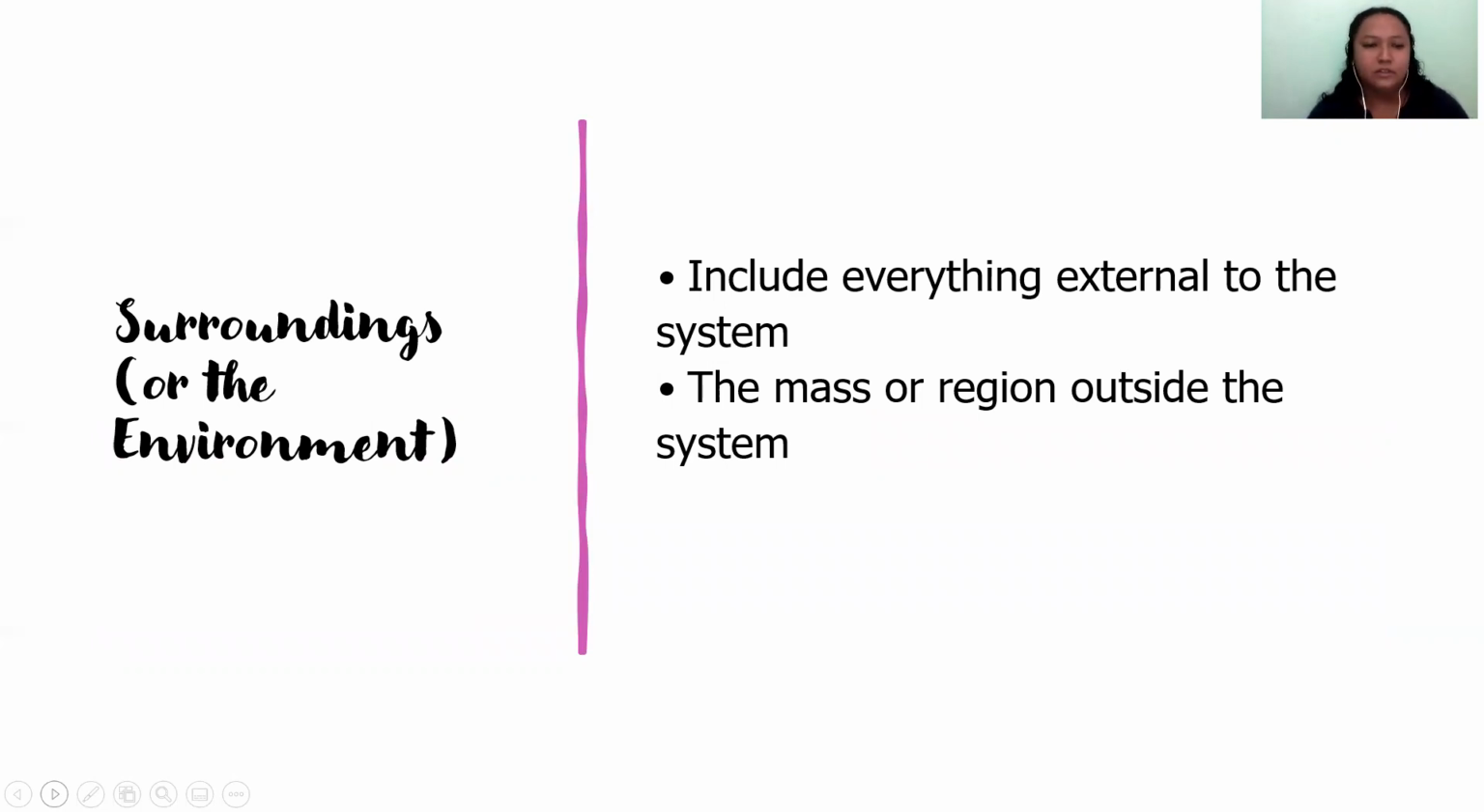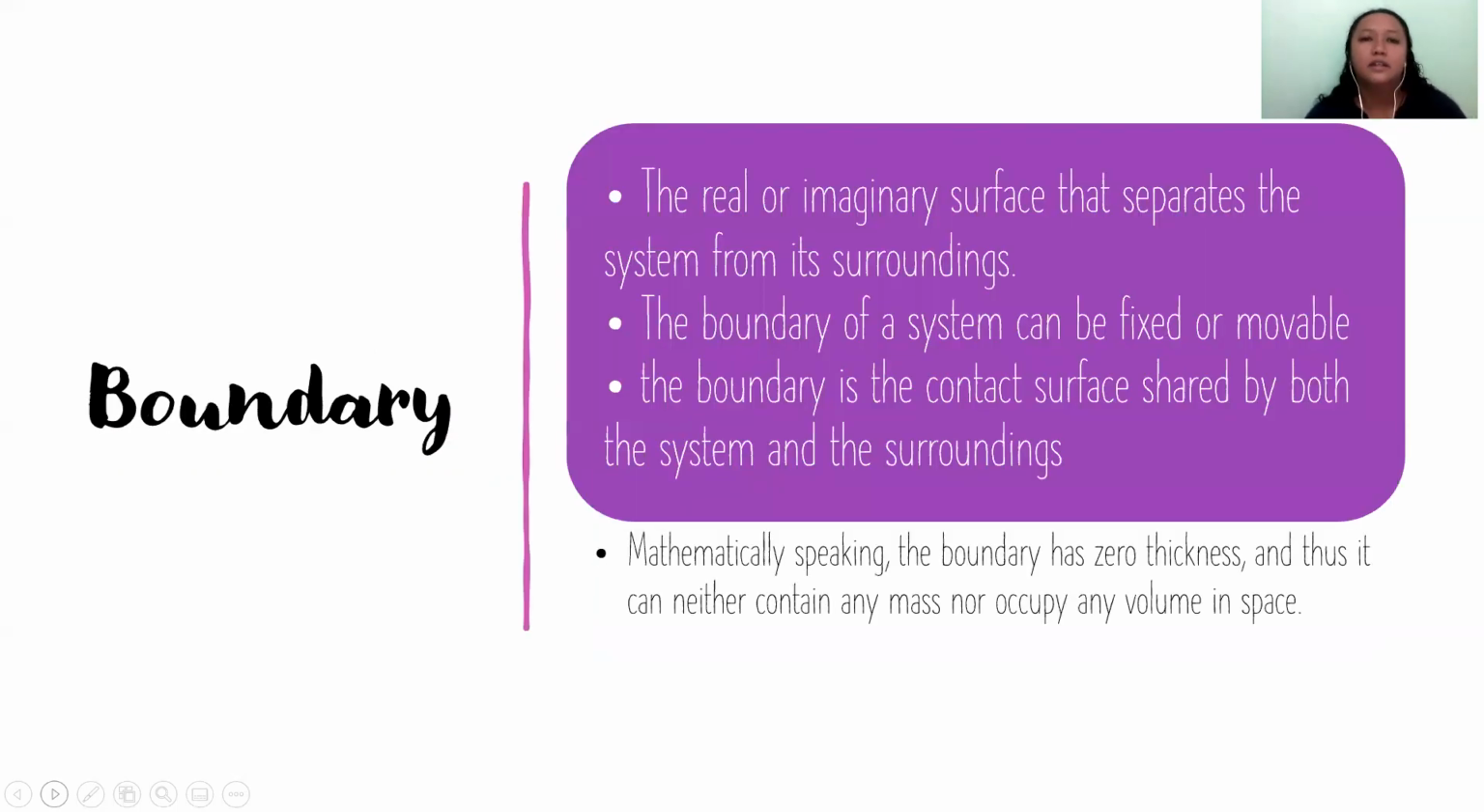So, ano naman yung surroundings? Sabi ko nga, the system is separated from the surroundings by the boundary. So, what is the surroundings? So, the other word for that is the environment. So, it includes everything external to the system. It includes also the mass or region outside the system. Sabi ko nga, the system is separated from the surroundings by the boundary.